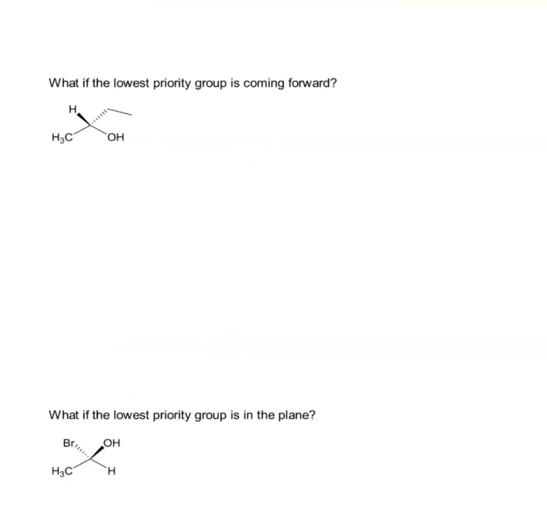Okay, let's do another example. All the examples that I've showed you so far have had the low priority group going away. That makes it easy to make the assignment because the structure is already drawn in a way that you can easily interpret. But there are going to be two other cases that you have to be able to manage. One of them would be, what if the low priority group is coming forward? That's also pretty easy.